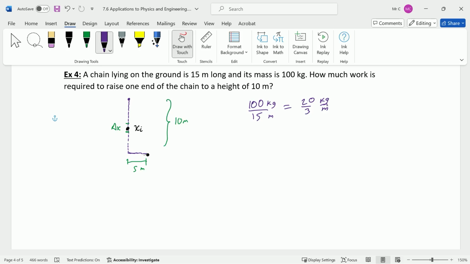But I need the force, and that force is based on gravity. I need my mass per meter here, and I need to multiply that by the gravitational force, and that gravitational force is 9.8 meters per second squared. So altogether, when I multiply my kilograms per meter times my meters per second squared, I end up with 65.3, repeating.